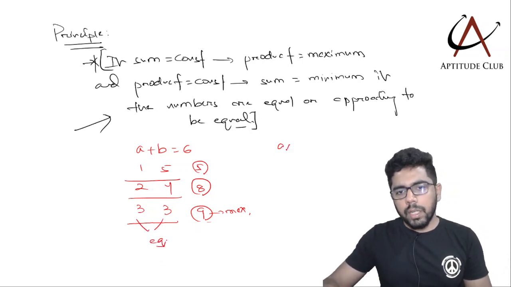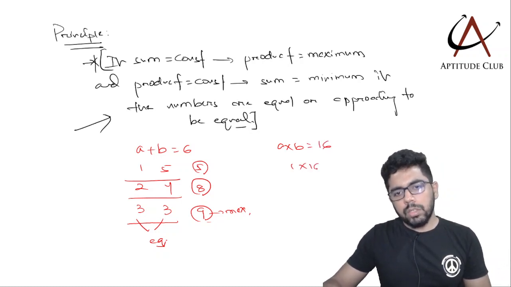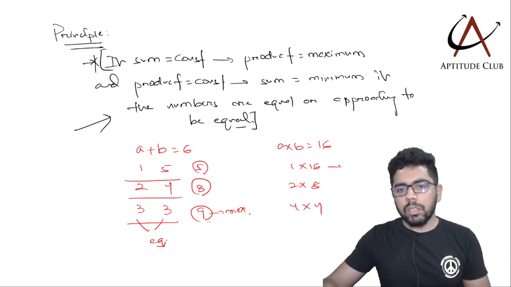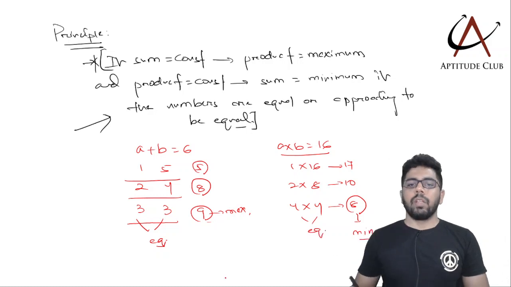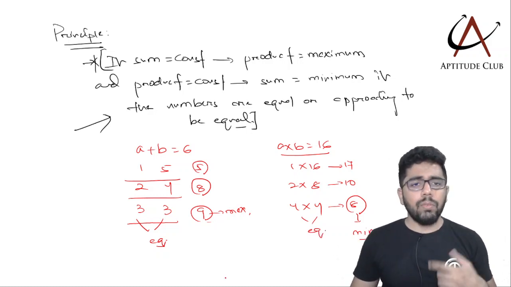And accordingly, if I write a into b is equal to, let us say, 16. So 1 into 16, 2 into 8, and 4 into 4. If you add the numbers, you get 17, 10, and 8. So the sum is minimum. The product was constant, and the sum is minimum when the numbers are equal. So this is the principle, and it is very widely used.